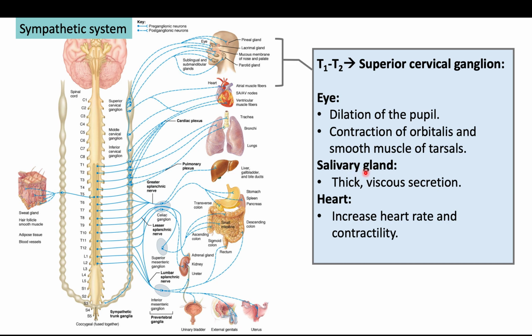And in the salivary gland, it will cause a thick and viscous secretion. That means during the nervous process, during anxiety or a stressful process, you no longer think about eating or digesting food. During this time it's just for emergency response, so your salivary glands start to produce a thick and viscous secretion. But for the heart, to compensate for the need for oxygen and energy at that time, it will increase the heart rate as well as the contractility of the heart.